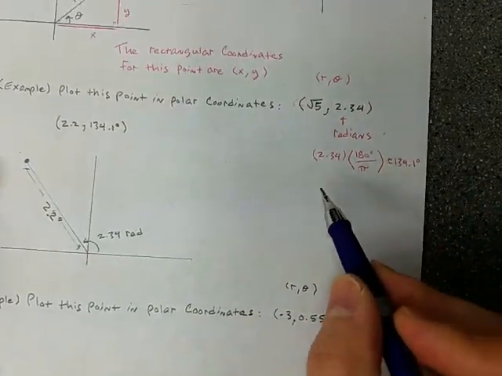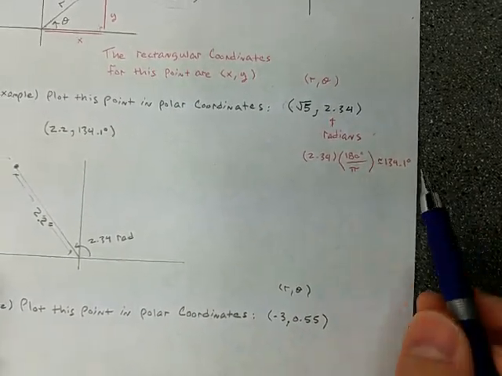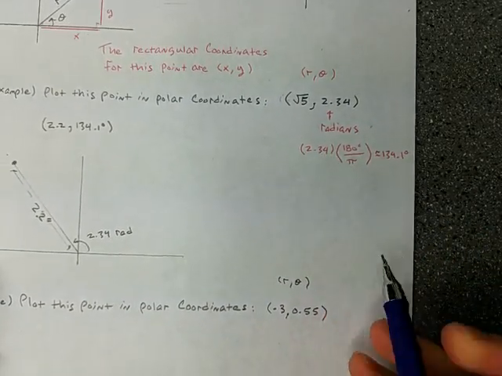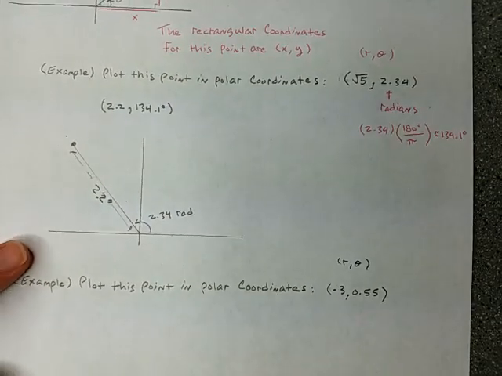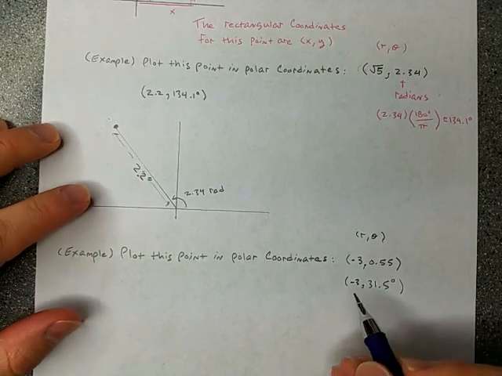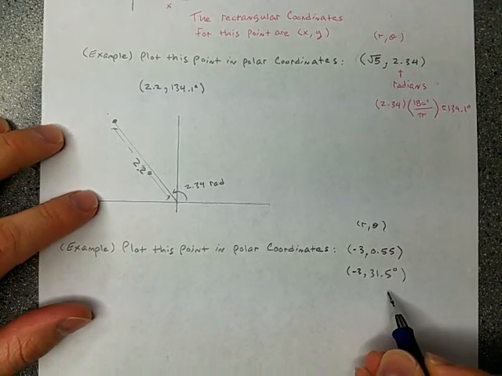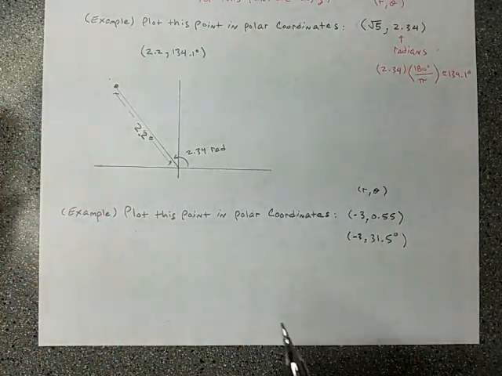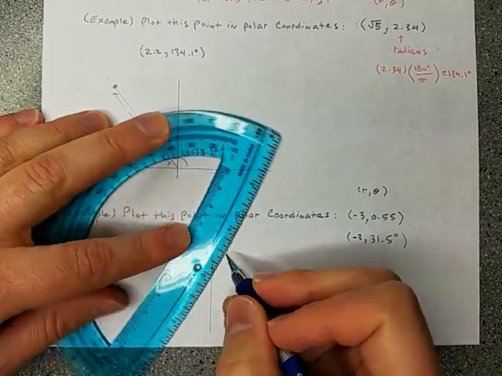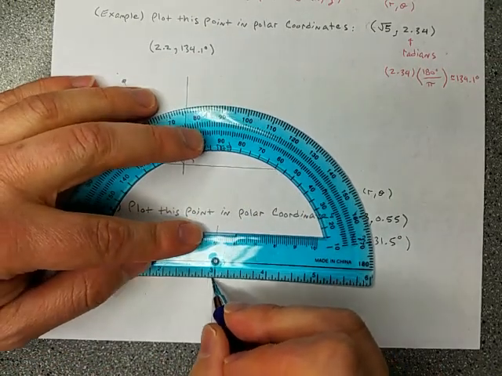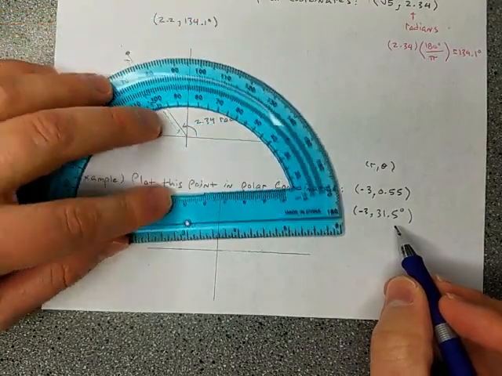Now, you know the conversion factor already, okay? So I'll just take that for granted, and I'll rewrite what that number is right here. Okay, so that turns out to be negative 3 for R and 31.5 degrees for theta. So let's plot that then. Okay, so I've got my graph where everything is. So let's start with the angle again, 31.5 degrees.